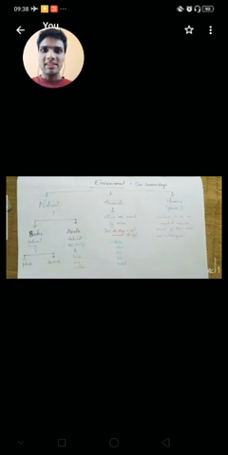So let us start with our 7th class social science. In that, today we're going to start with the geography part. The name of our geography book is Our Environment. The complete book deals with environment and surroundings.